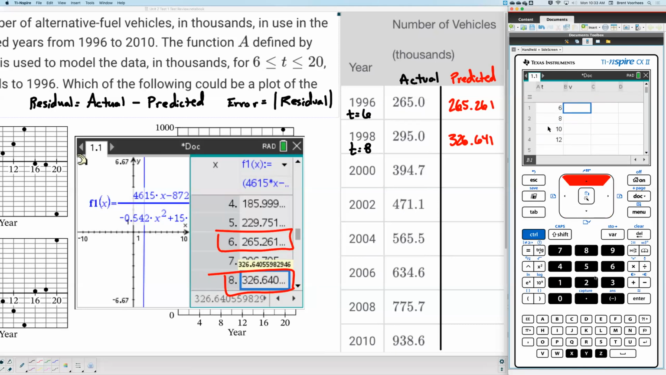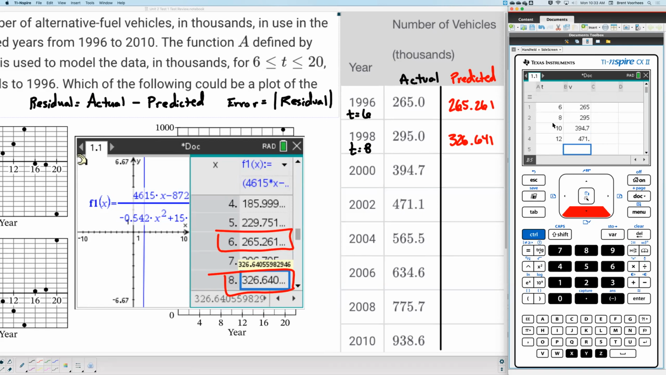Okay, and we'll put in the values 265, 295, 394.7, and 471.1. Now, remember, you have to put in variables and you have to leave the box. If you're still with the cursor, you can't do a regression. So make sure you leave the box so you have no cursor showing and you have variables in there.